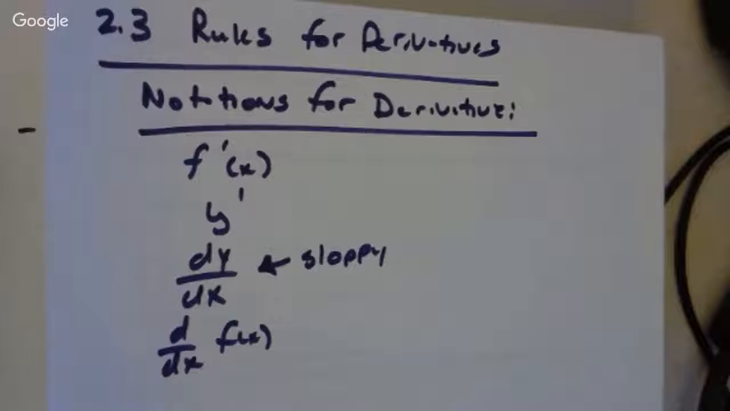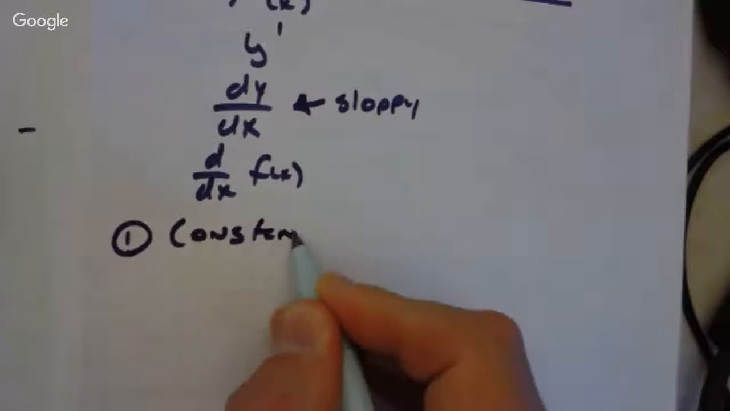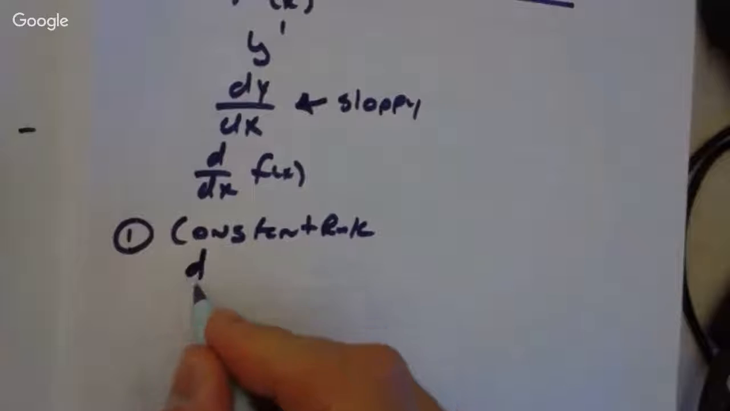All right, rule number one. I remember that one. Okay, the derivative of a constant is what? Zero.